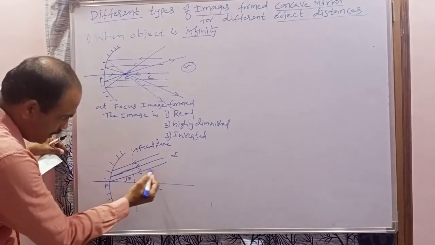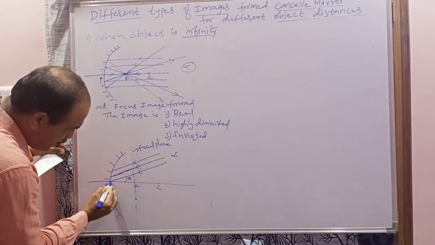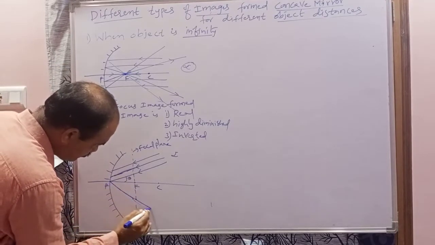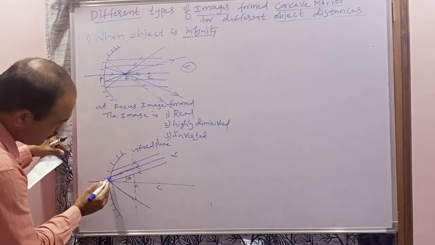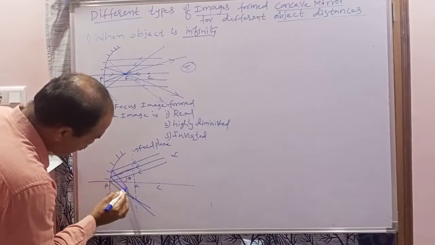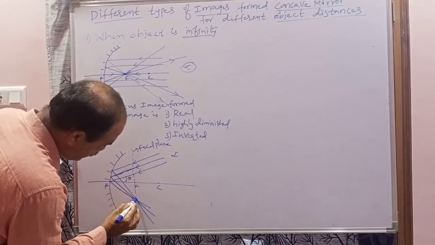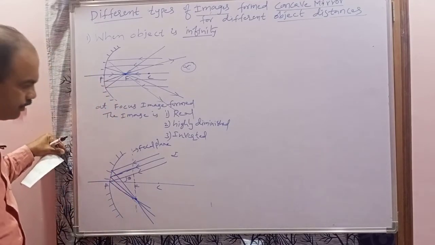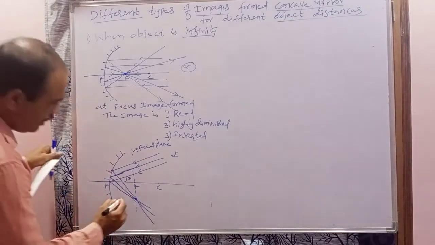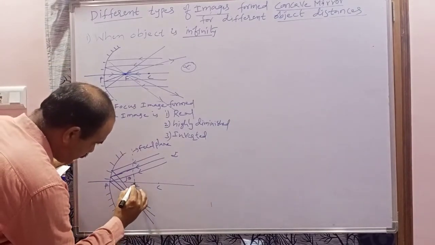For example, this ray, with whatever angle it is incident, the same angle it is reflected. These are also the same. All reflected rays meet at a point in the focal plane. Now where is the image formed? The object is here, the image is formed here. This is the image.